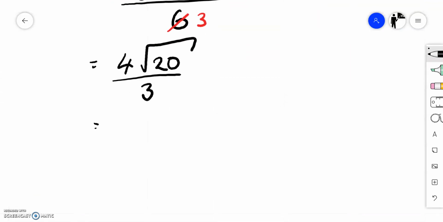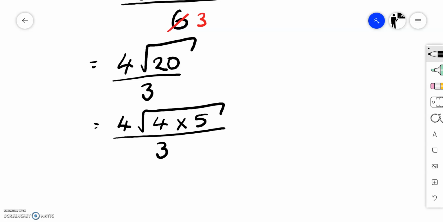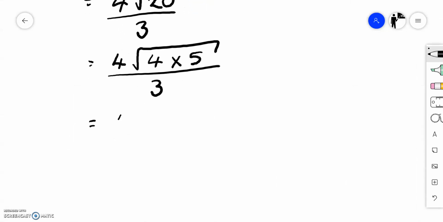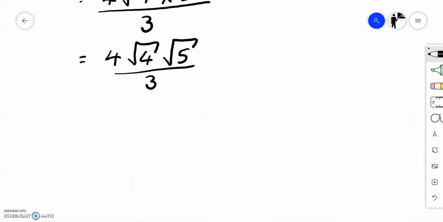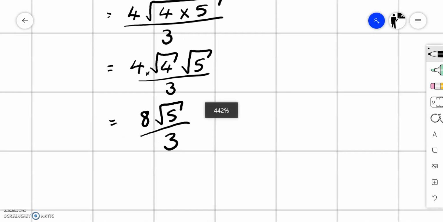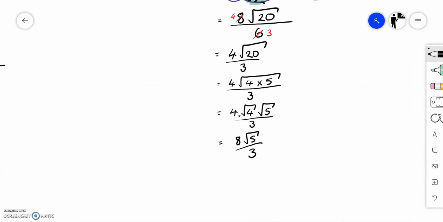Okay, let's have a look at root 20. Square numbers that go into 20. Yeah, that's 4, isn't it? 4 is a square number. So that's going to be 4 lots of root 4, root 5 over 3. Square root of 4 is 2, so I've got 4 lots of 2. That's 8 root 5 over 3. No surds on the denominator.